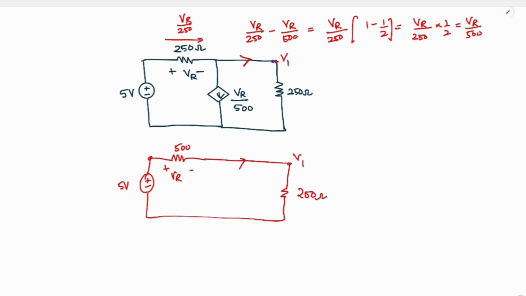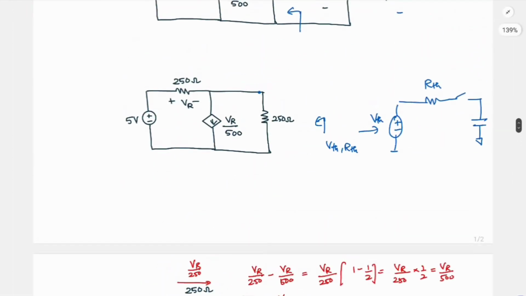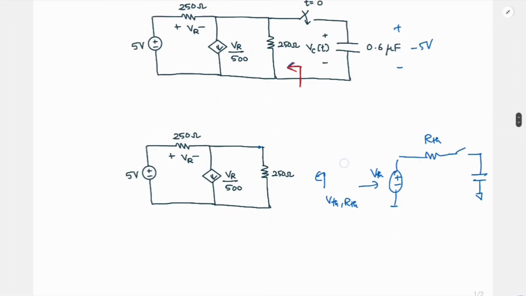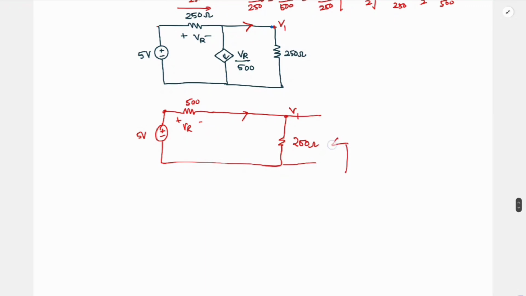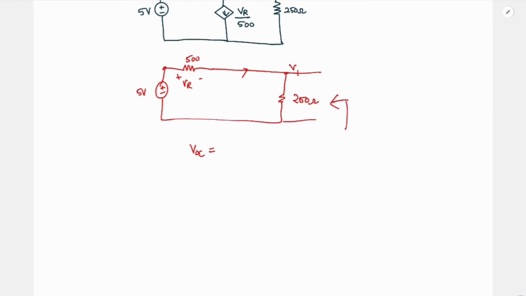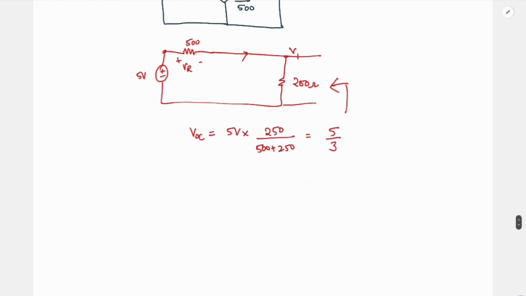So it is like effectively your 250 ohm resistance has become 500 ohm. Now if you see, it is very simple to find VOC and VTH from this side, right? So you just have to find the look-in impedance and your open circuit voltage from this side. So what will be your VOC? Your VOC will be 5 volt into 250 by 500 plus 250, which is nothing but 5 by 3.